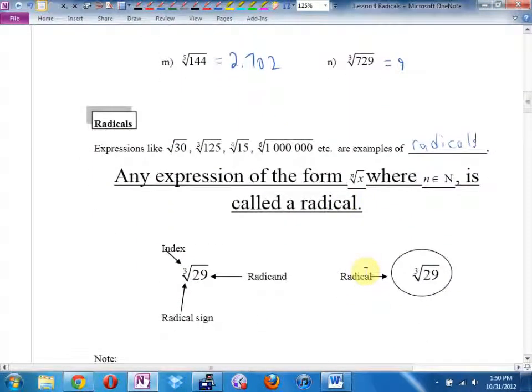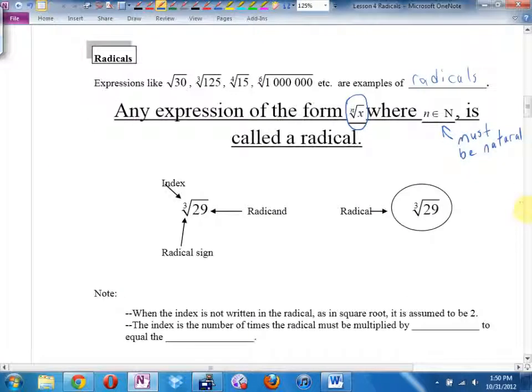Any expression that looks like this, as long as n is a natural number, what does that mean? The number sitting right there can't be a decimal or negative. It is called a radical. And in fact, we get more specific. We call the symbol the radical sign. We call what's inside the radicand. And we call the number right there the index.